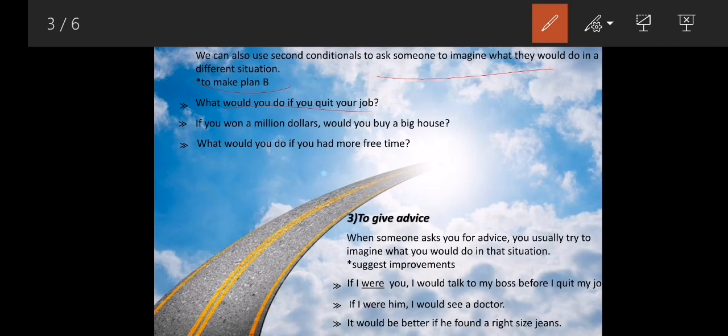I know that you all complain about having no time at all. You don't have any time. But what would you do if you had more free time, more spare time?